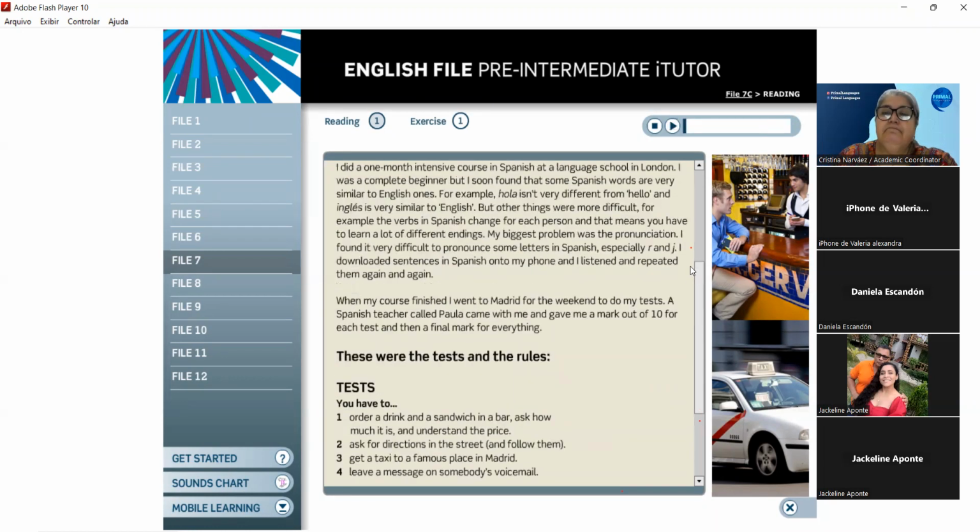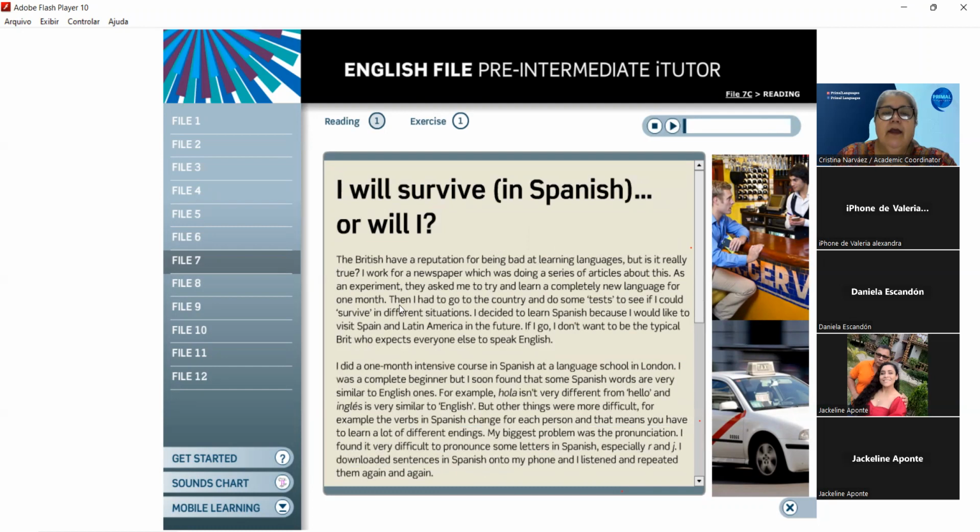That's difficult. Okay, so please, Valeria, can you read the title and the first paragraph, please? I will survive in Spanish, or will I? It says, will I, or will I? Will I, sorry.